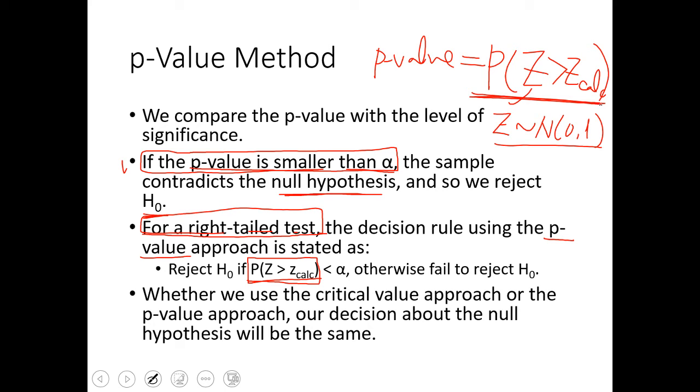Okay? And if this p-value is less than alpha, then we reject the null hypothesis. Otherwise, we fail to reject this null hypothesis. Okay?